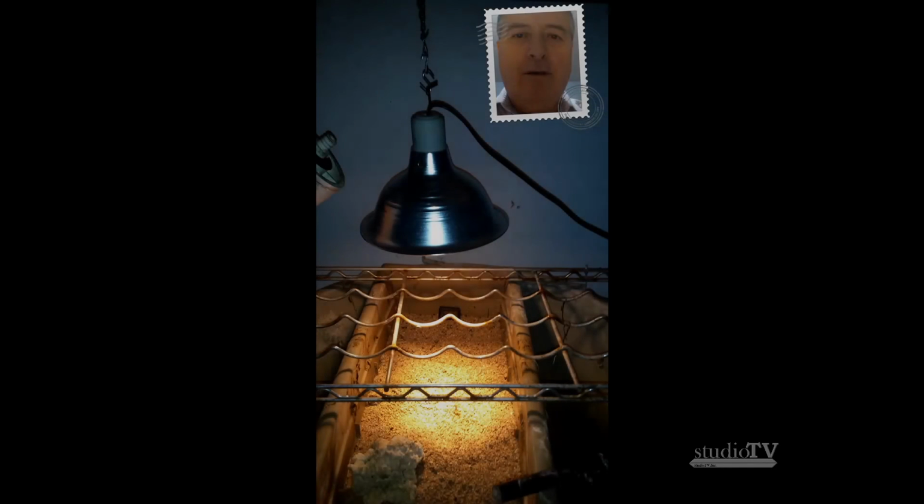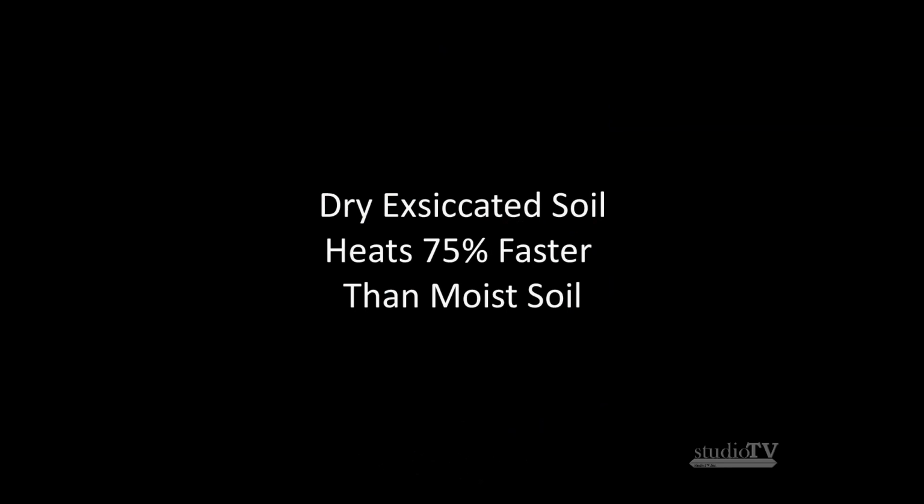In 2016, I designed and performed a series of laboratory tests and was able to prove moist soil has a much higher efficiency rate of transferring heat than dry soil. Moist soil absorbs heat from the sun and can transfer it to the water table below, whereas dry, exsiccated soil will heat 75% faster than most soil.